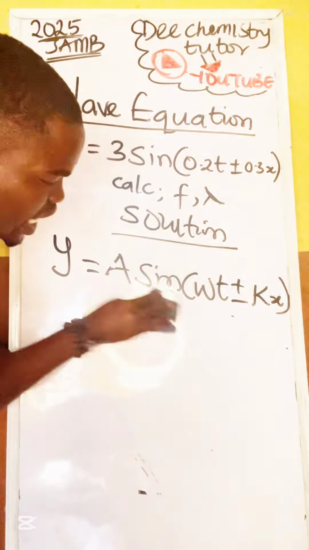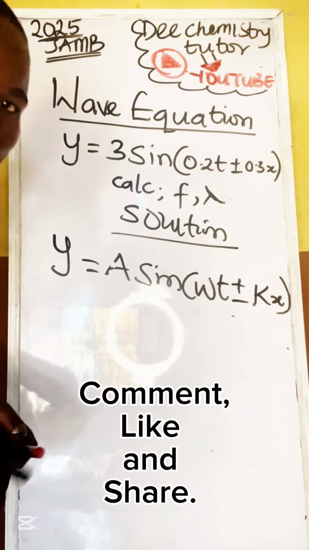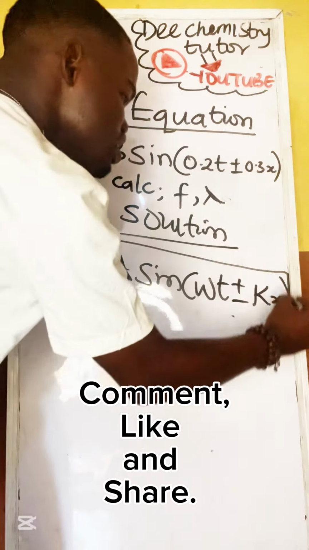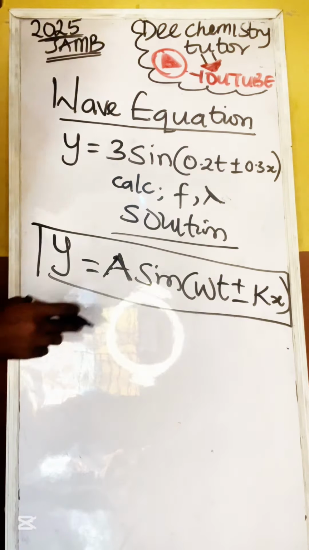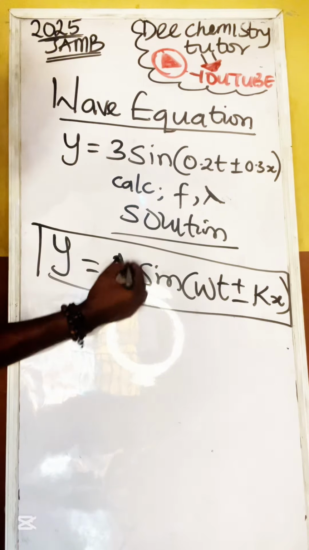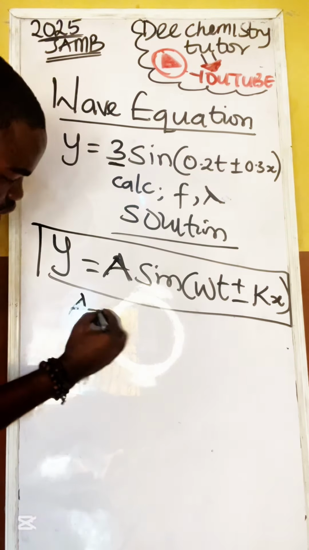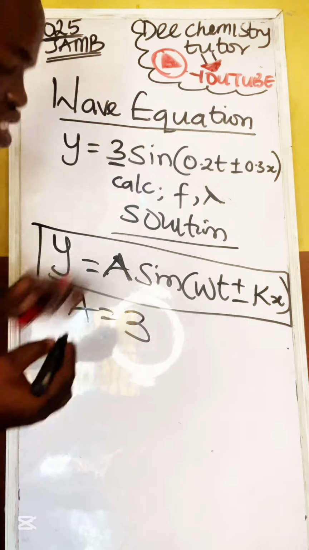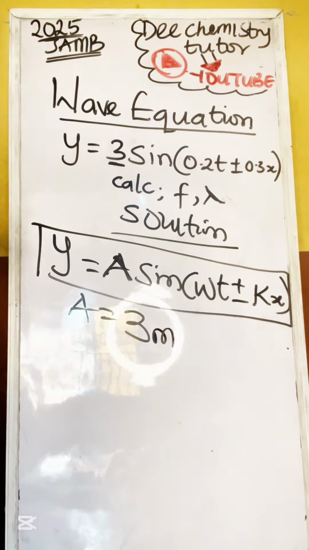Now, if they ask you to calculate the amplitude, just compare to the general equation. See, don't ever forget this. I will choose this question now. You will see, A, just compare. The A here is the amplitude, which is 3, and if this particular wave is in meters, it will be 3 meters.